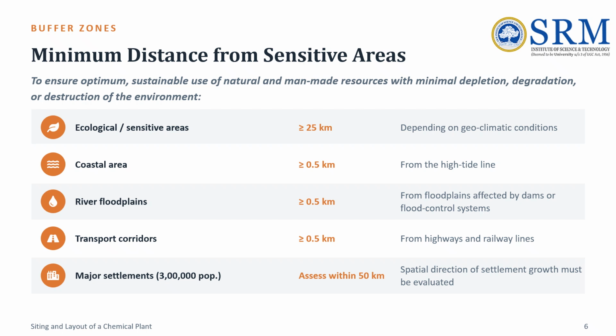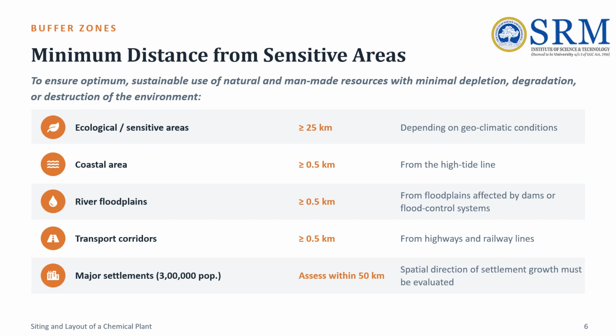Buffer zones are safety distances maintained between industrial facilities and environmentally sensitive areas. Industries should generally be located at least 25 kilometers away from ecological or sensitive regions, depending on geographical conditions. Plants should be at least 0.5 kilometers away from coastal areas, rivers, floodplains, highways, and railway lines.